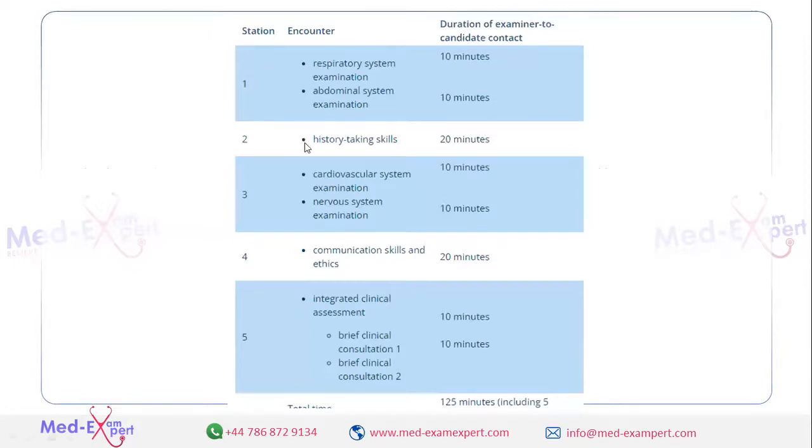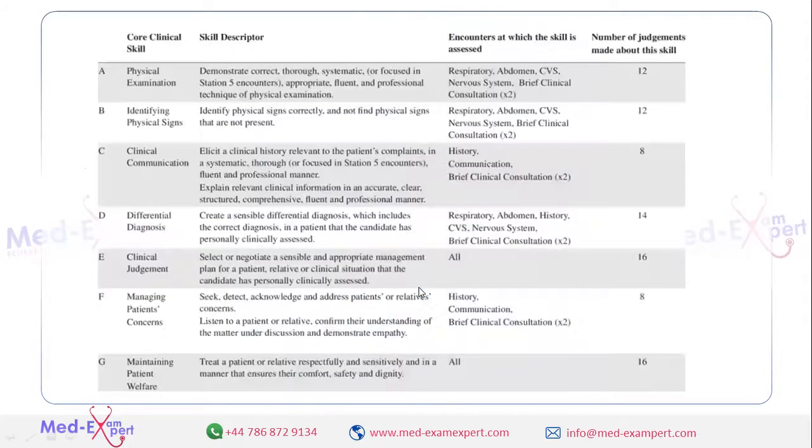So this is the encounter where station 1 is 10 minutes each, station 2 is again 20 minutes, station 3 is 10 minutes each, and station 4 again is 20 minutes. Then we have the brief clinical consultation of 10 minutes each.